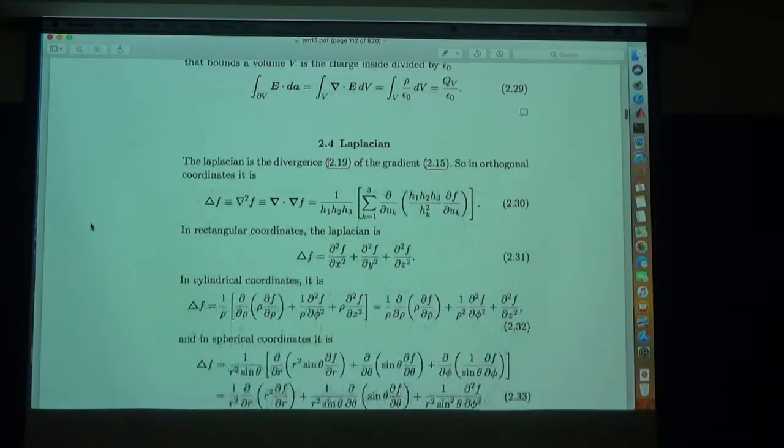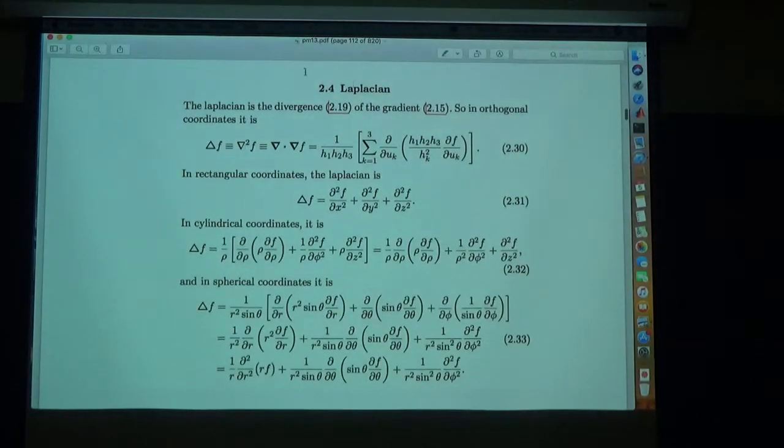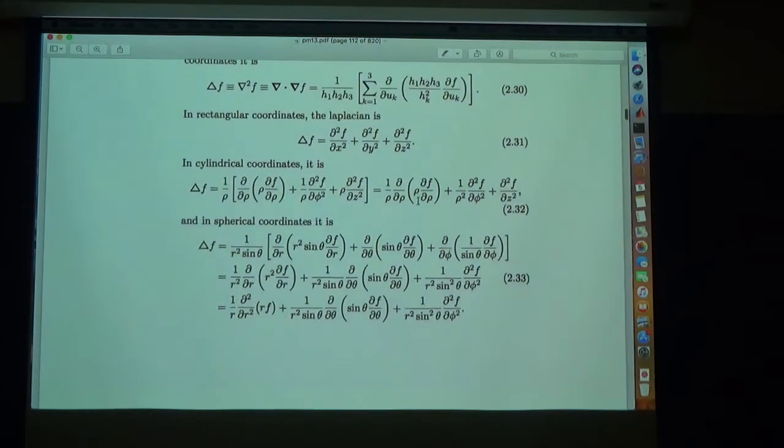All right, let's go to the Laplacian. The Laplacian is simply defined as the divergence of the gradient. So in orthogonal coordinates, you just use the formula for divergence, apply it to the gradient, and you get this structure here. In rectangular coordinates it is very simple to look at. It's just the sum of the second derivatives: the second derivative of f with respect to x plus the second derivative of f with respect to y plus the second derivative of f with respect to z. So it's a sum of second derivatives.